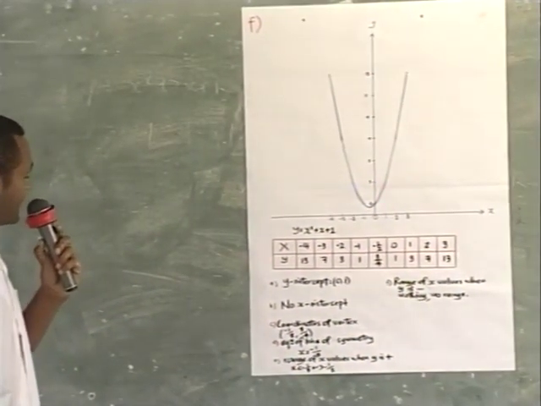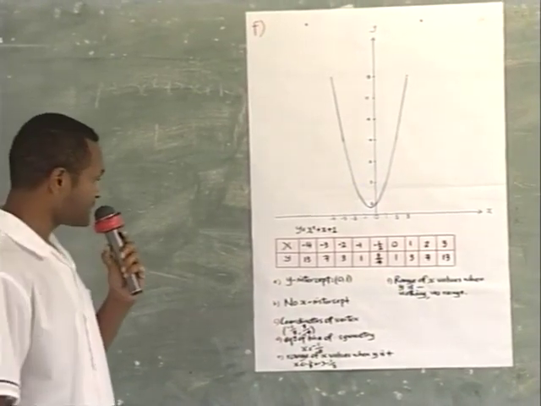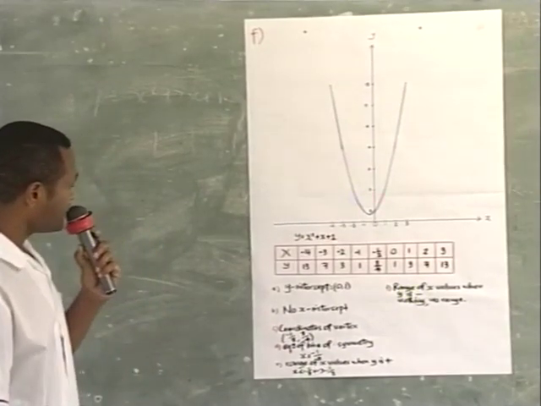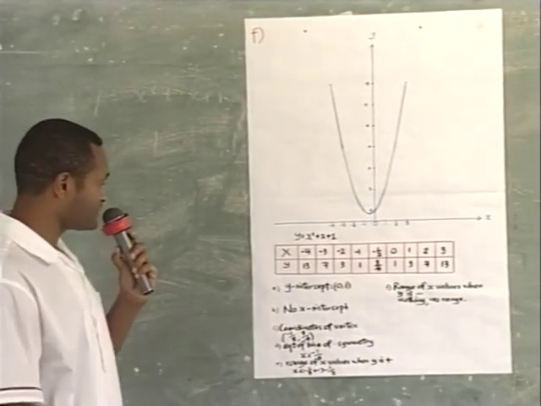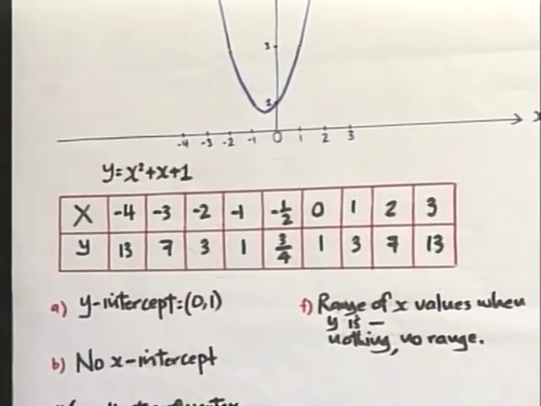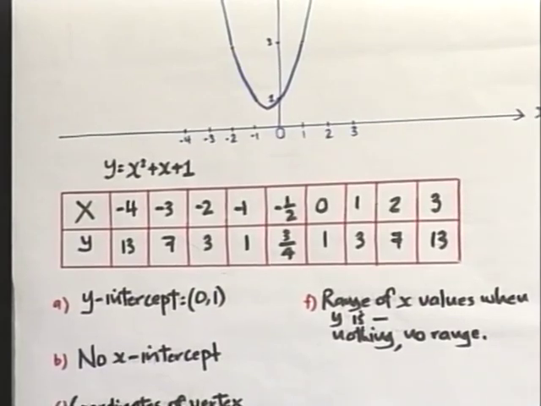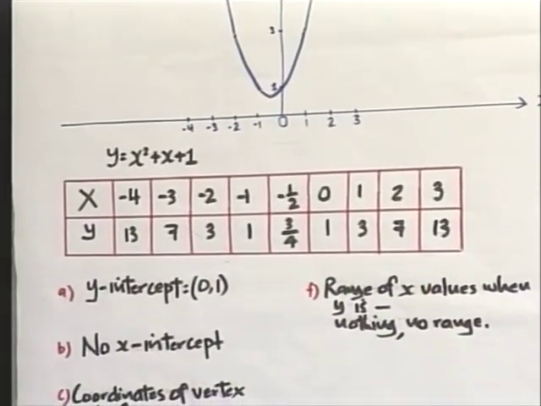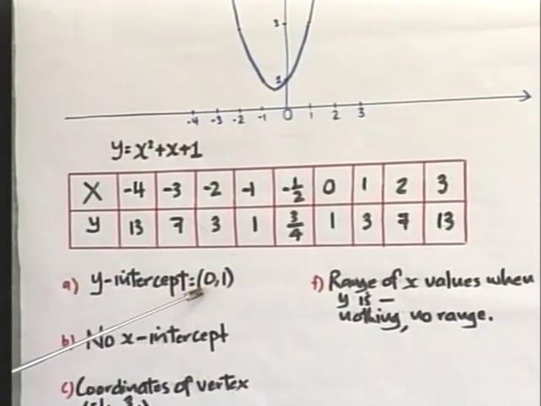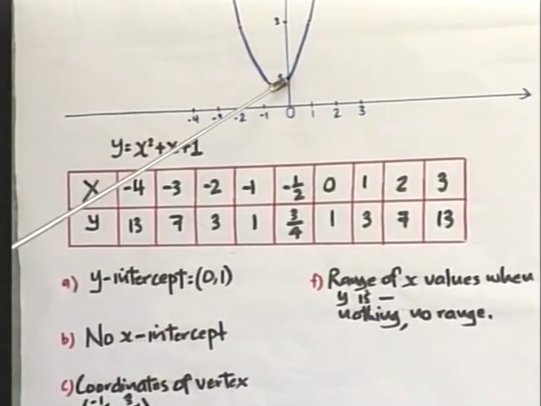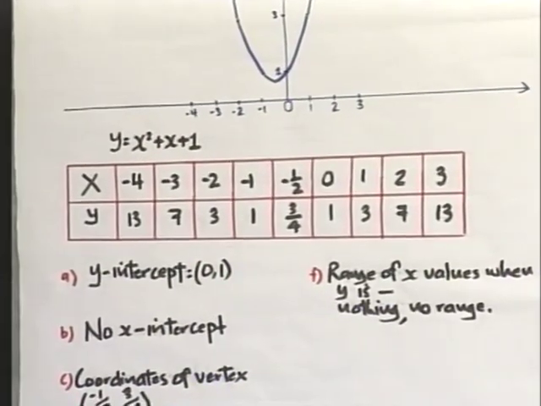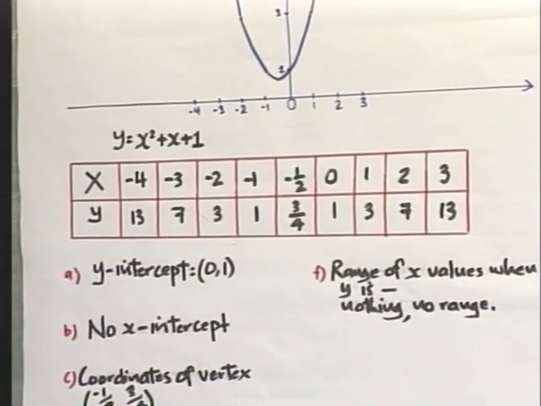For question 2F, this is how we draw this parabola line here. The equation is y equals x squared plus x plus 1. For question A, the y-intercept is (0, 1), which is this point. That's where the parabola passes through the y-axis.